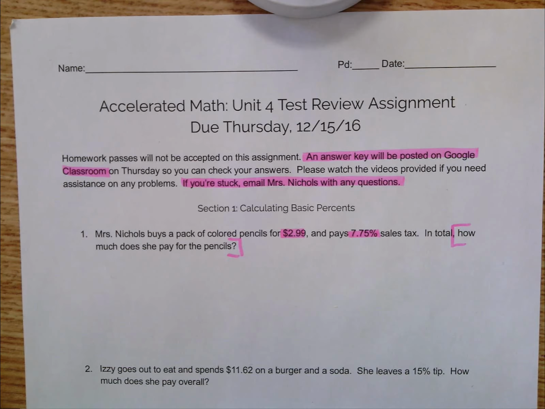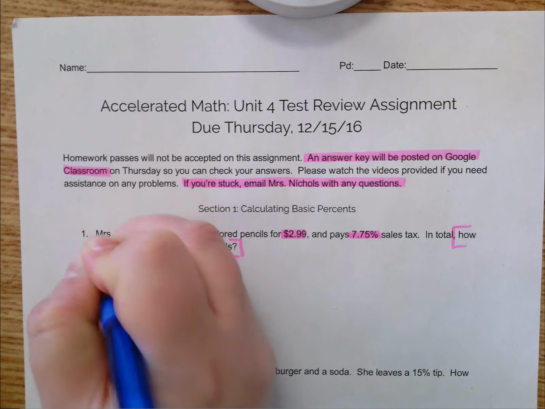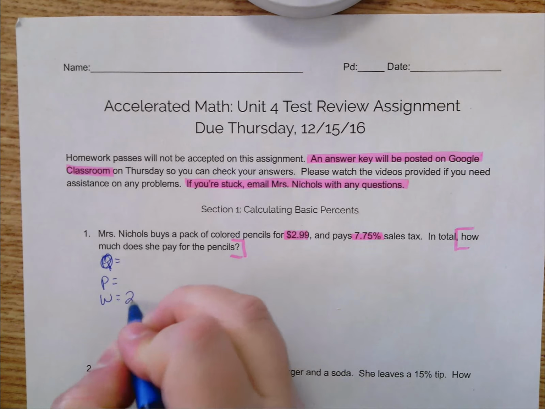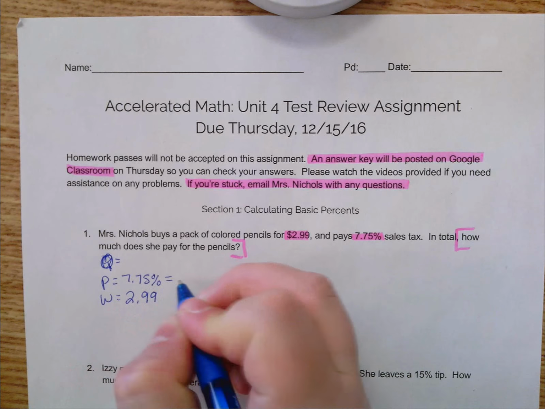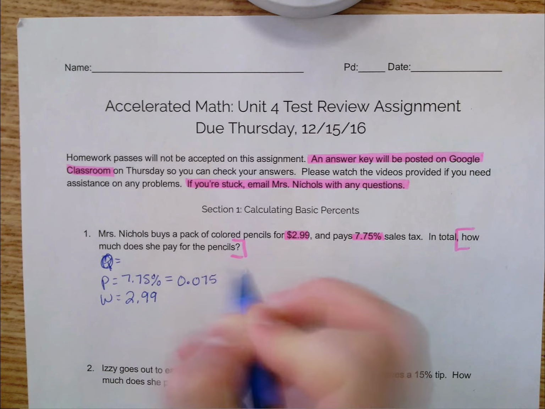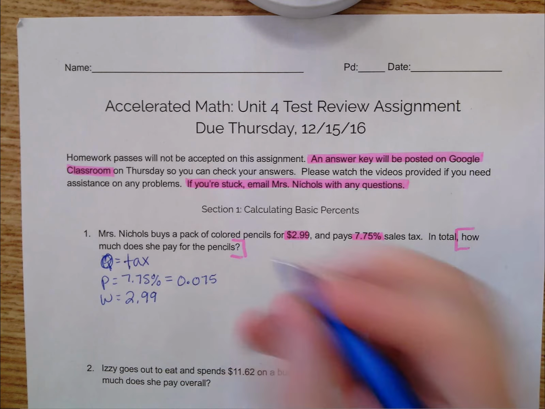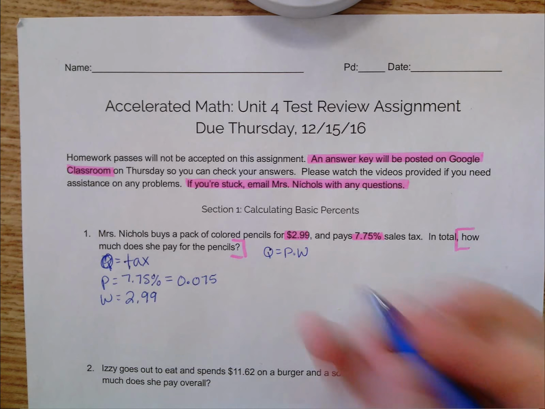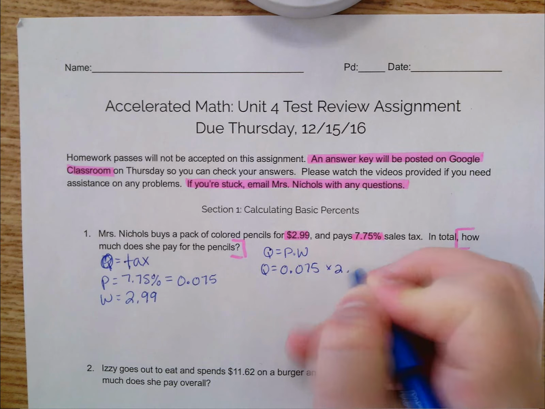There are two ways that I could approach this problem. I could start by identifying my quantity, percent, and whole. My whole is that number that I'm starting with, $2.99. And my percent is 7.75%, which I know I should write as a decimal, 0.0775. My quantity, that's the sales tax I am going to pay. So when I use my formula, quantity equals percent times whole, what I'll do is I'll take quantity equals 0.0775 times 2.99.